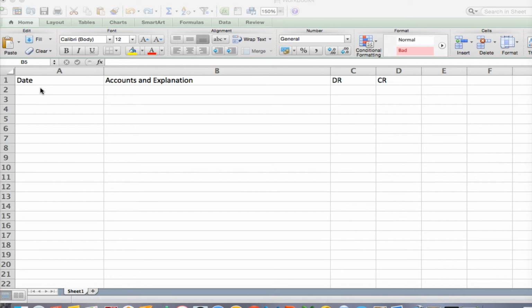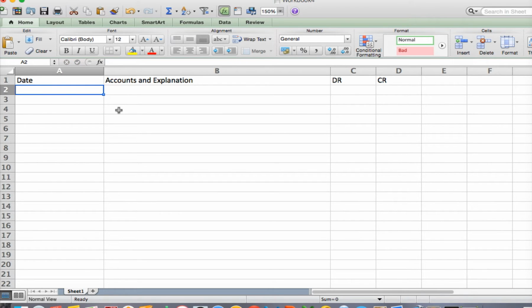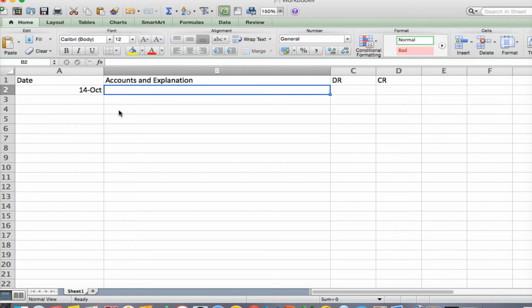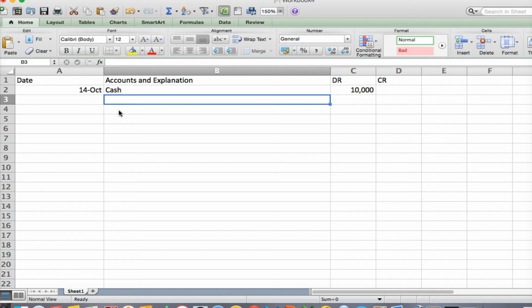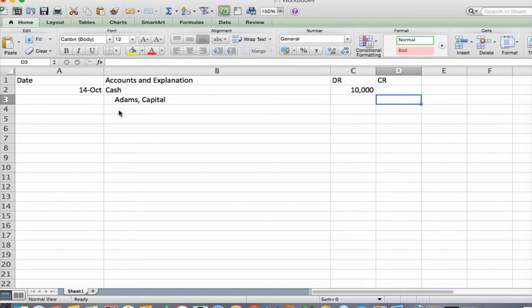Well, we'll assume today is the 14th. And from the company's perspective, we're going to debit cash for $10,000. And then we're going to credit Adams Capital for $10,000.